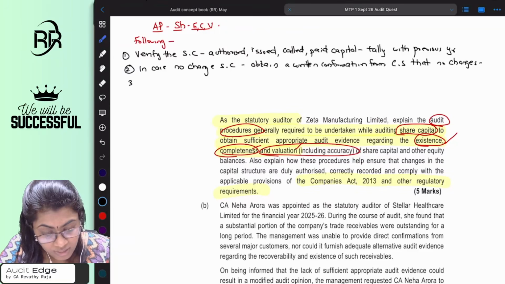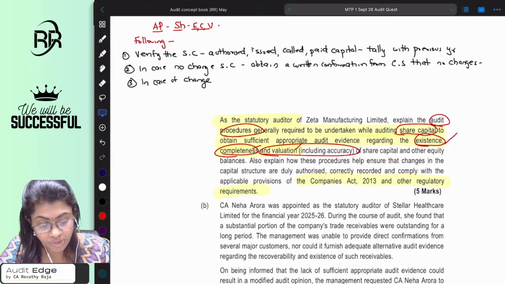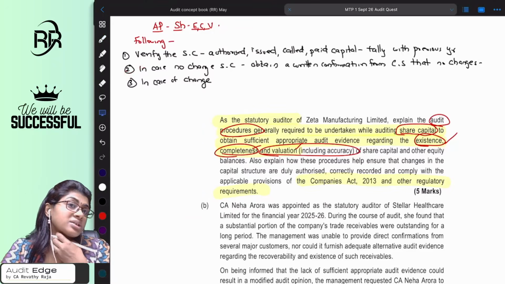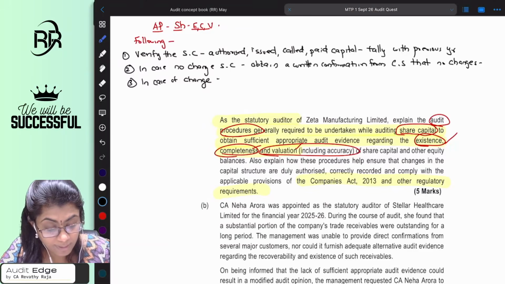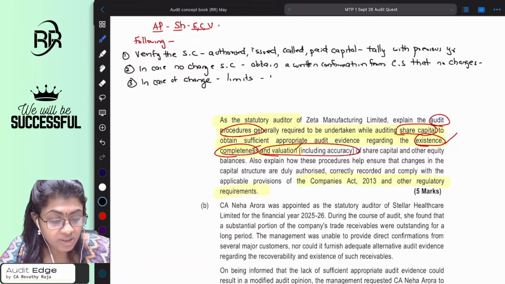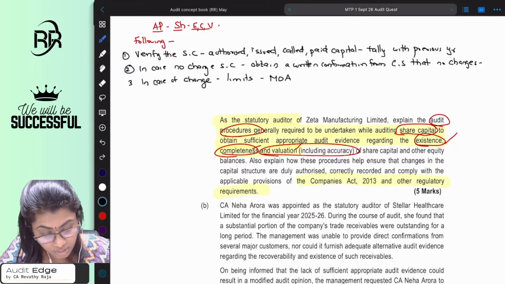Then in case of change, if no change, the second point, you have to obtain a representation confirmation from the secretary. In case of change, you have to check the forms filed. Okay. Whether the limits, check it with the MOA forms filed. Okay.